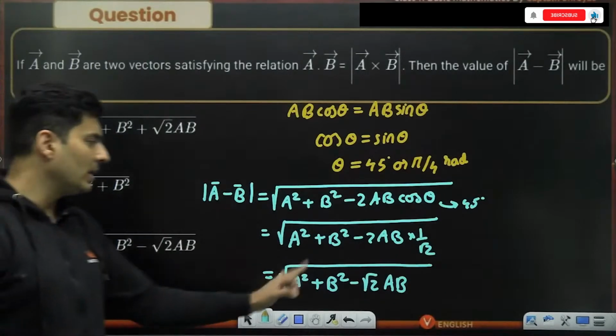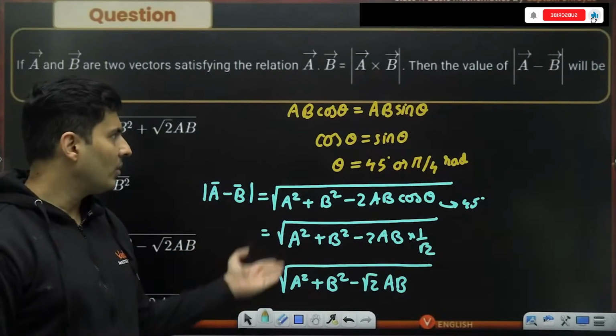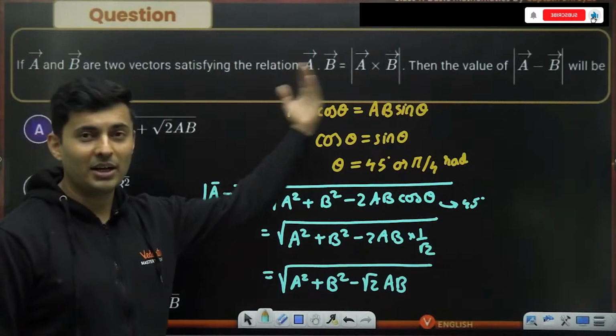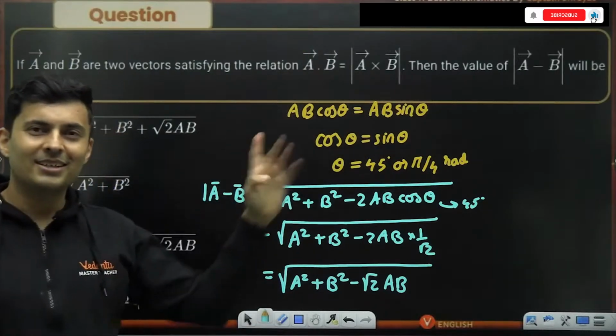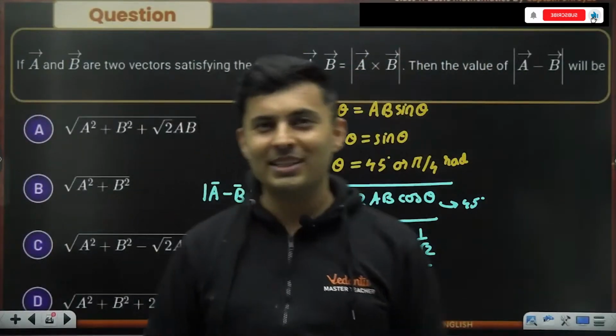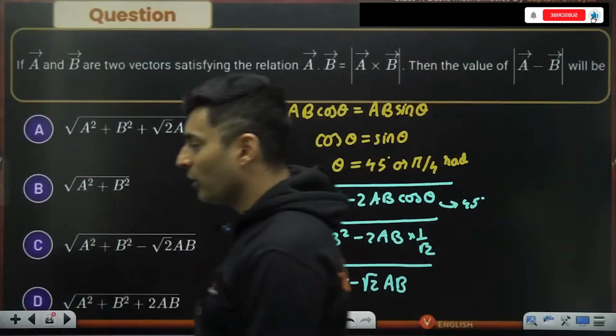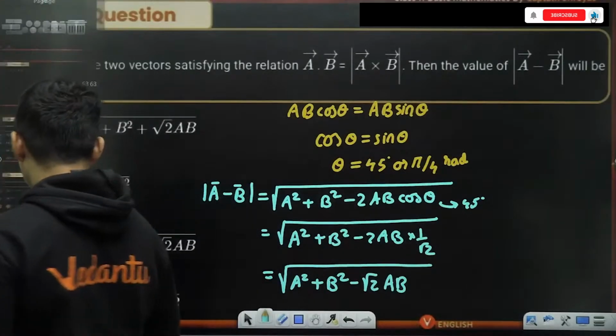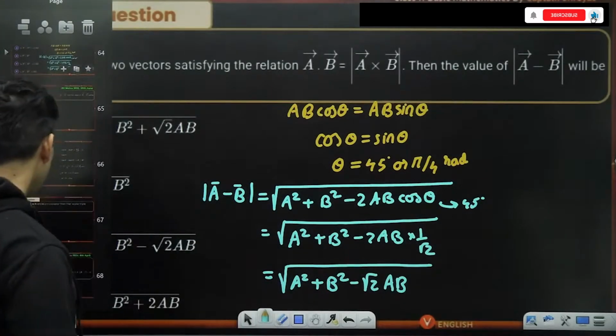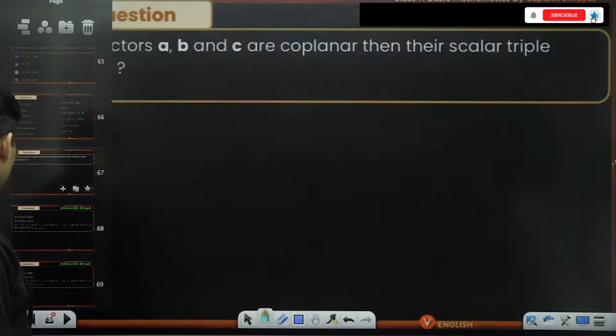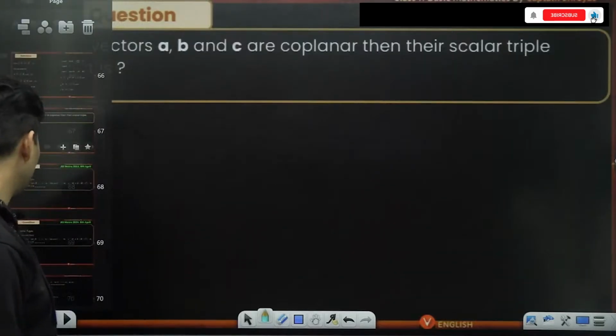Is this absolutely clear? We have used vector subtraction formula, vector multiplication for dot and cross. So three formulas in the same question. This was your JEE Mains 2022. Three formulas in the same question. Wow. Now let's do this particular question, guys. This is also very interesting.